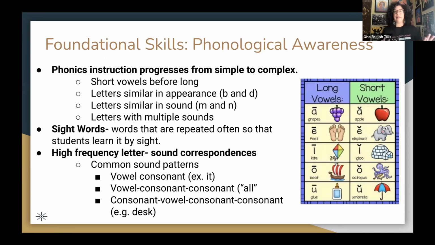And then also letters with multiple sounds, like Y, or when you put the two L's together and they make their own sound. And as a teacher, you want to make sure you follow this particular progression, because it's difficult for students to learn how to put together vowel sounds like E and A before they understand the short sounds.